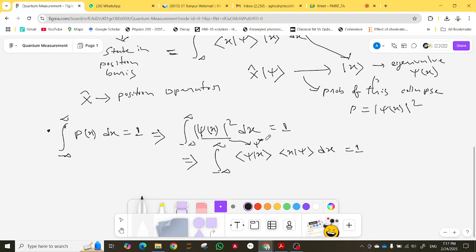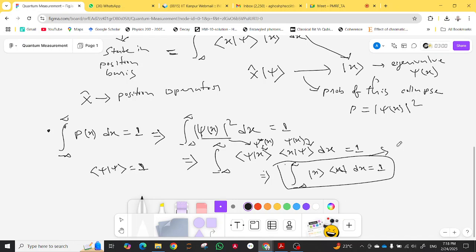This is psi star x. This is psi x. Psi star x is given by this, psi x is this. This should be 1. Now you know this inner product is 1 because these states are normalized. So we can write the integration from minus infinity to infinity of |x><x| dx equals 1. So this is your completeness relation. Okay, this may be important.